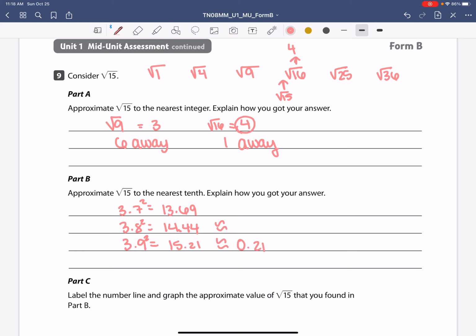This one, 3.8 squared, is 0.56 away. And the other one is a whole 1.31 away. Okay, and that's just way too far. So the closest distance is 3.9 squared. So when I approximate the square root of 15 to the nearest tenth, I'm going to approximate it to 3.9. And that's how I got my answer. This is all my proof here.